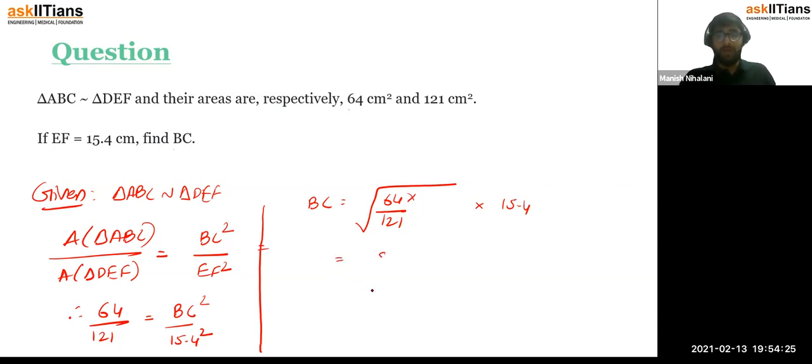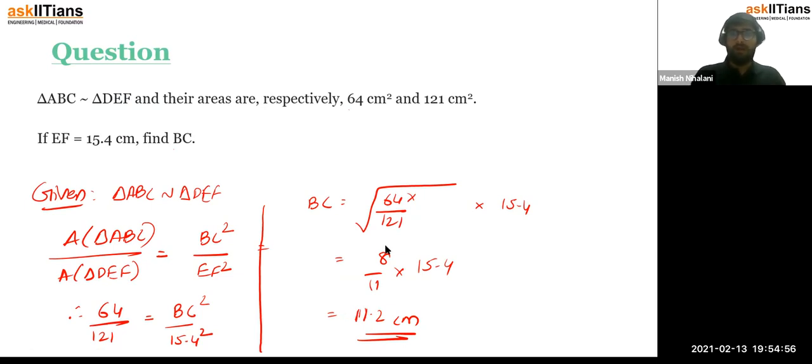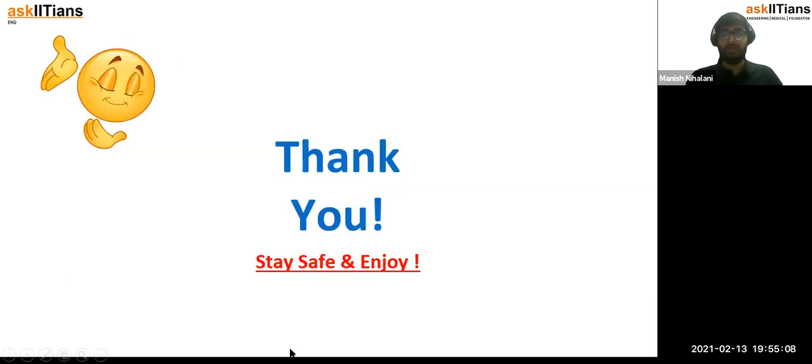So here we have 8 by 11 into 15.4. If we calculate this, let's quickly try it. We'll get 8 into 15.4 divided by 11, so this is just 11.2 centimeters, right? 11.2 centimeters. This is how we solve for areas, and we solve for the SSS test and SAS test, the included angle test. I hope you all had a good session and you all understand the triangles lecture number 3, and we will be understanding more and more interesting concepts in the next lecture. Till then, stay safe. Thank you very much and take care.